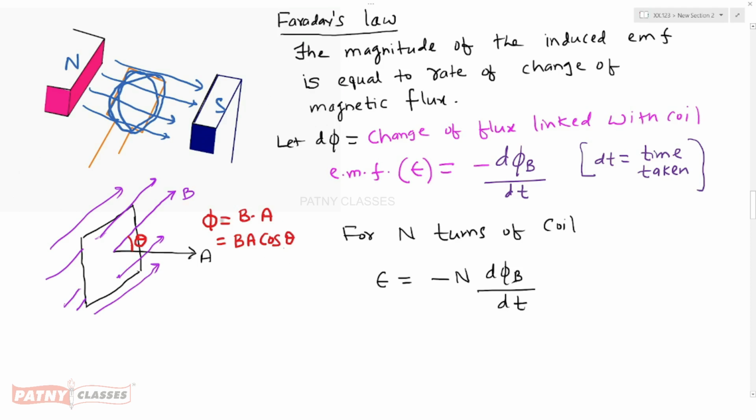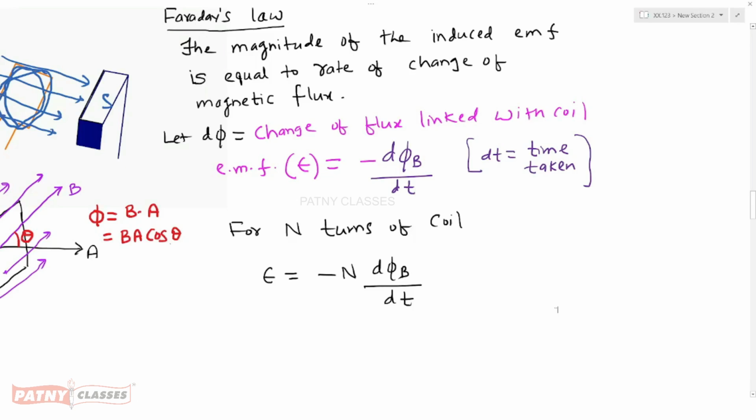And how to find the flux? The flux can be obtained by B dot A, where B is the magnetic induction of the given magnet and A is the area vector of the given coil, where theta is nothing but the angle between the magnetic field and the area vector. So we can call it ΦB. ΦB equals BA cos theta.